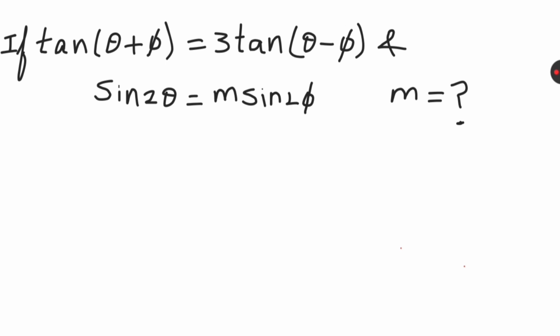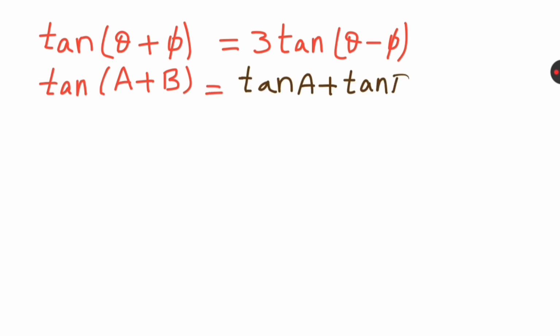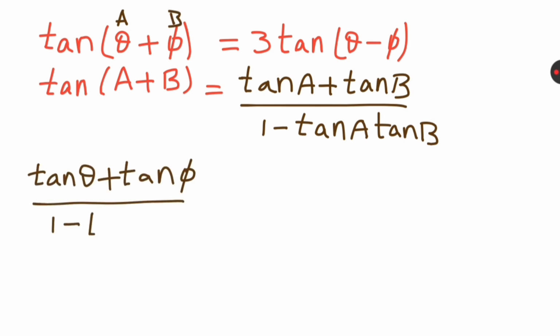What are they given? They are given tan(θ + π) = 3 tan(θ − π). So let's take that. Here tan(θ + π) is in the form of tan(a + b), isn't it? What is the formula for tan(a + b)? It's (tan a + tan b) over (1 − tan a tan b). So let's use this formula here. In the left hand side, what do we have? We have tan θ + tan π, so we can write this as (tan θ + tan π) over (1 − tan θ tan π). That is equal to 3 times.